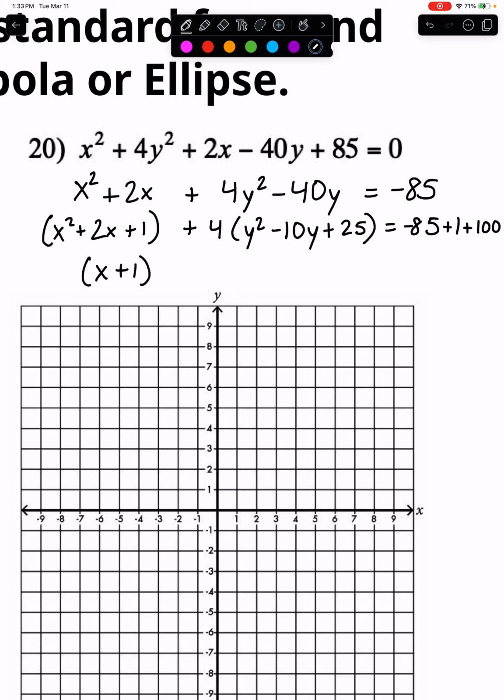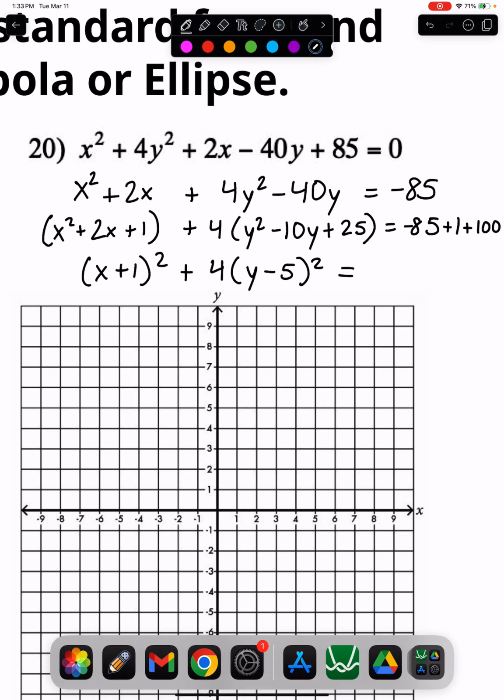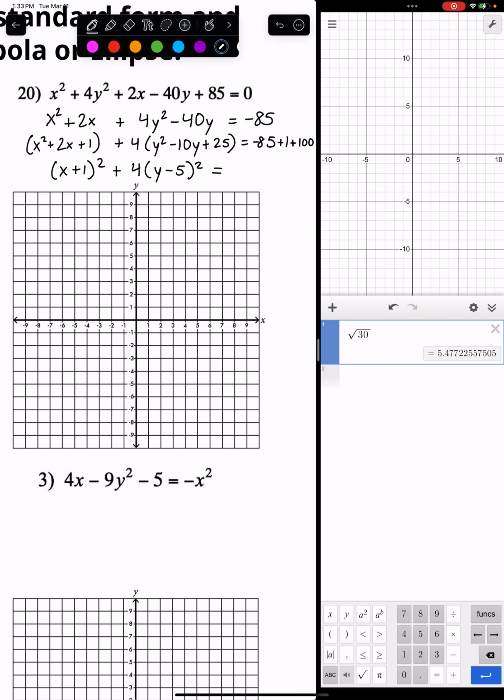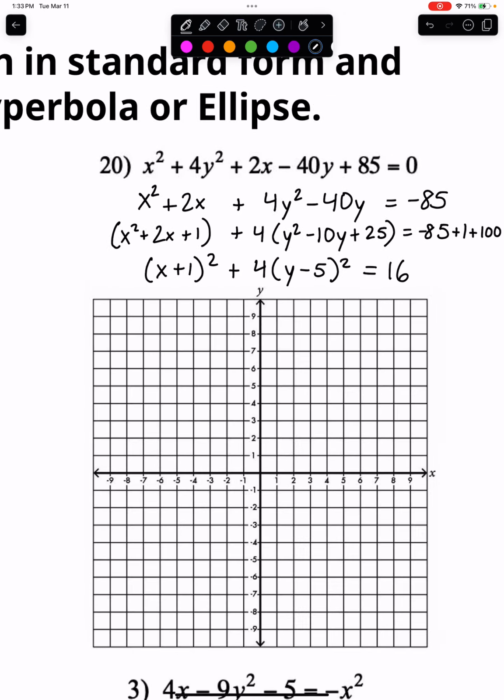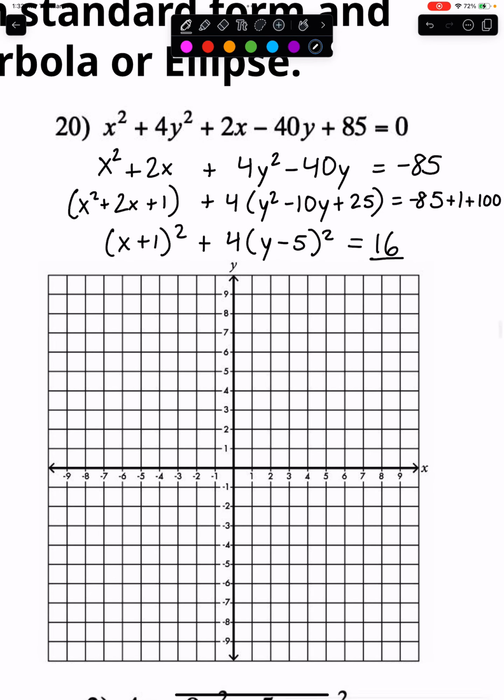So x plus 1 quantity squared plus 4 times y minus 5 quantity squared equals, and let's see what we got, 100 minus, or actually it's 101, right? 101 minus 85, survey says 16. All right. So we're going to divide. Can we tell what shape it is yet? Almost, right? It's not a circle. It's going to be an ellipse or hyperbola.